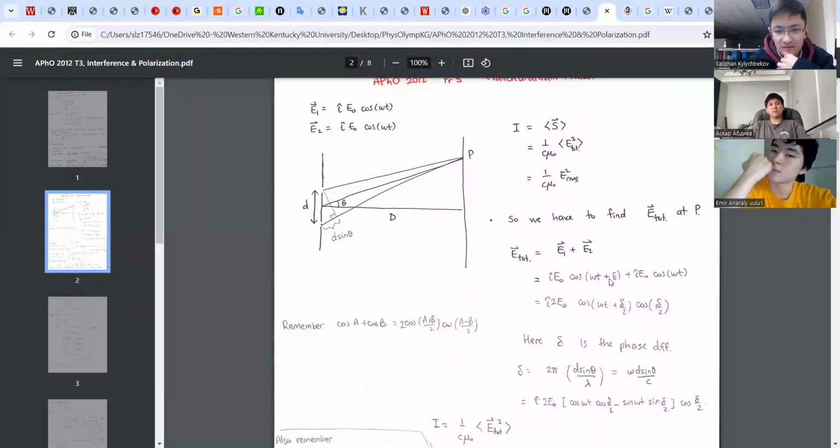This is the first one. Or I could take minus delta, because delta is here the phase difference because of this extra length, the path difference.